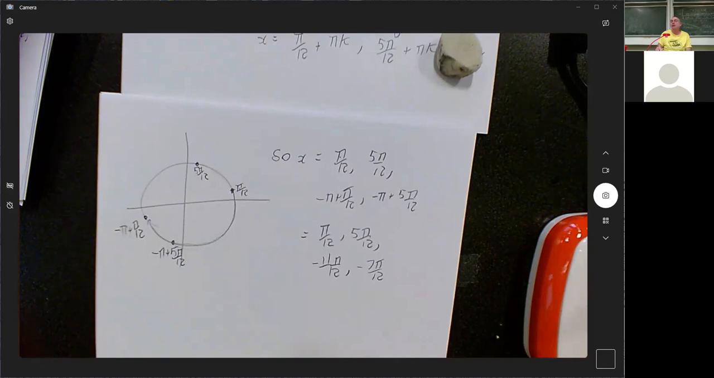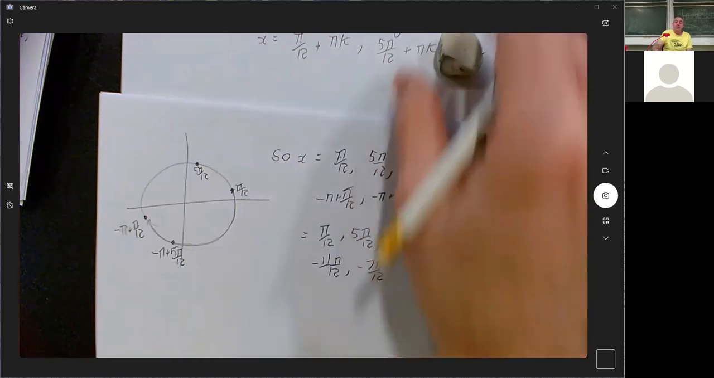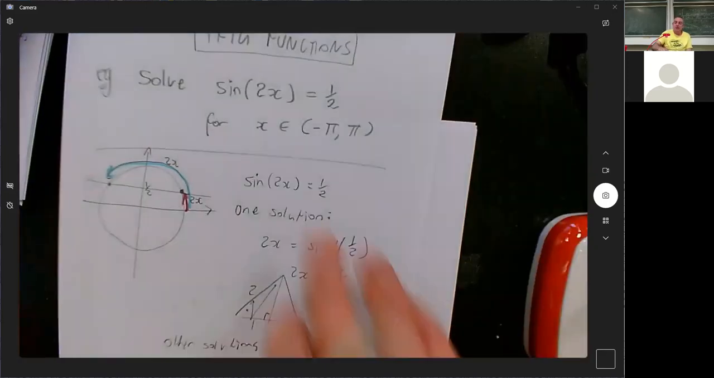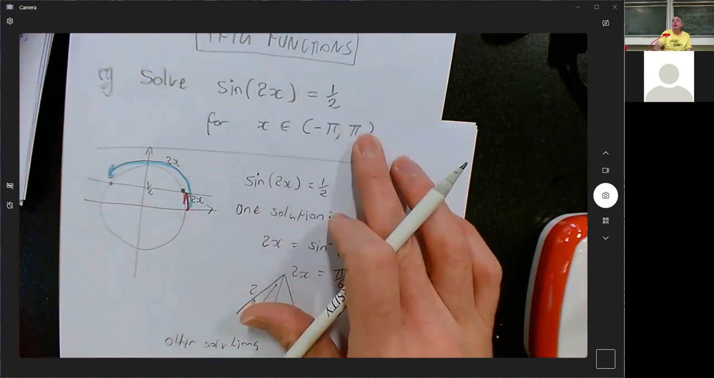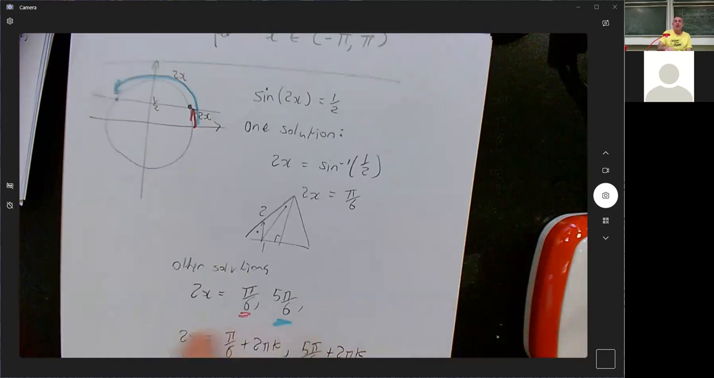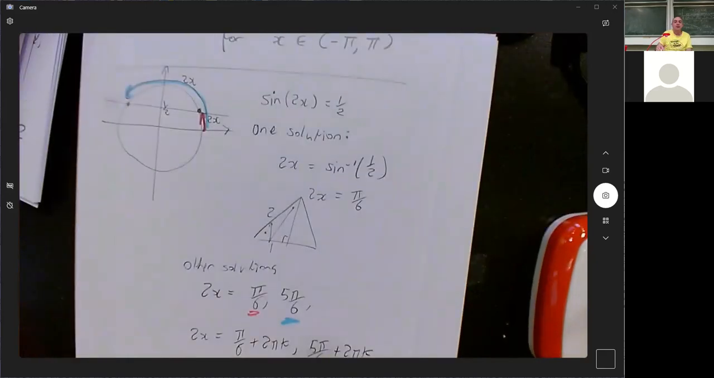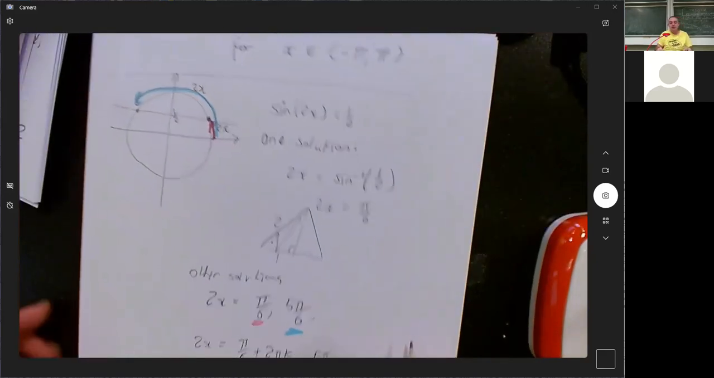That is a way of doing this. There is another way, which is to say that if x is between minus pi and plus pi, then 2x would be between minus 2 pi and plus 2 pi. And so I could have pulled in the ones between minus 2 pi and plus 2 pi from here, and then divide them all by 2. That's the other way of doing it.